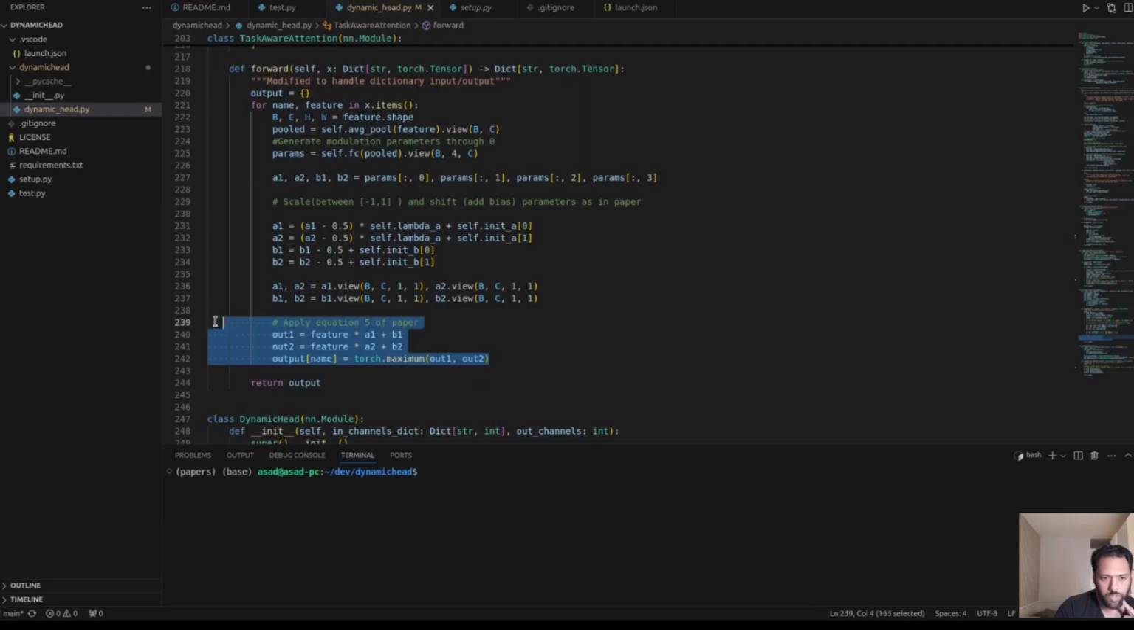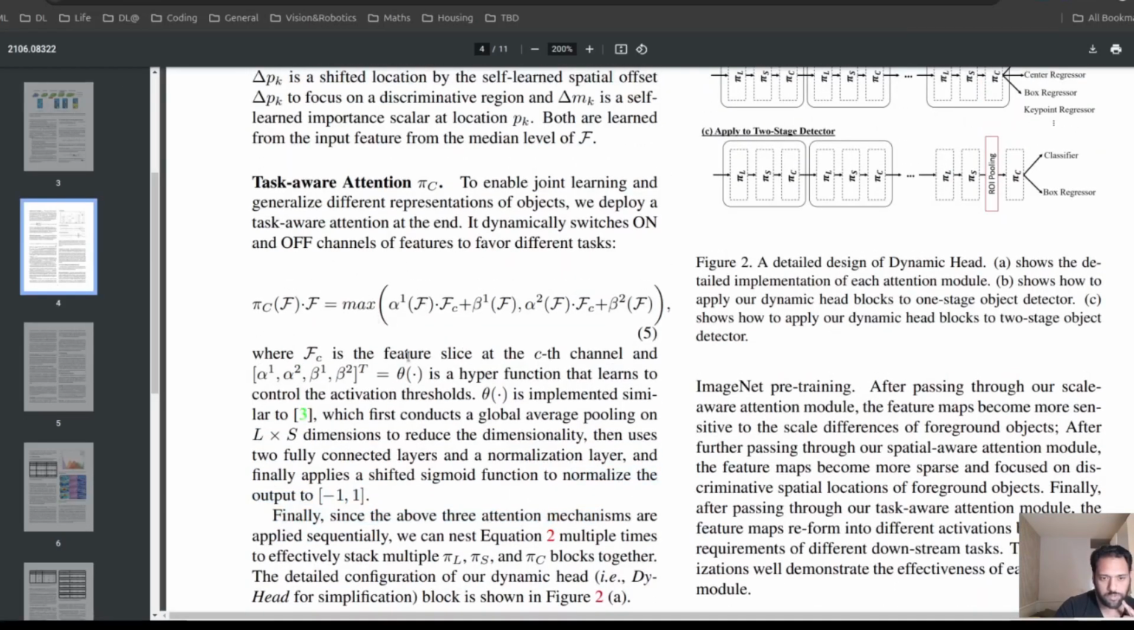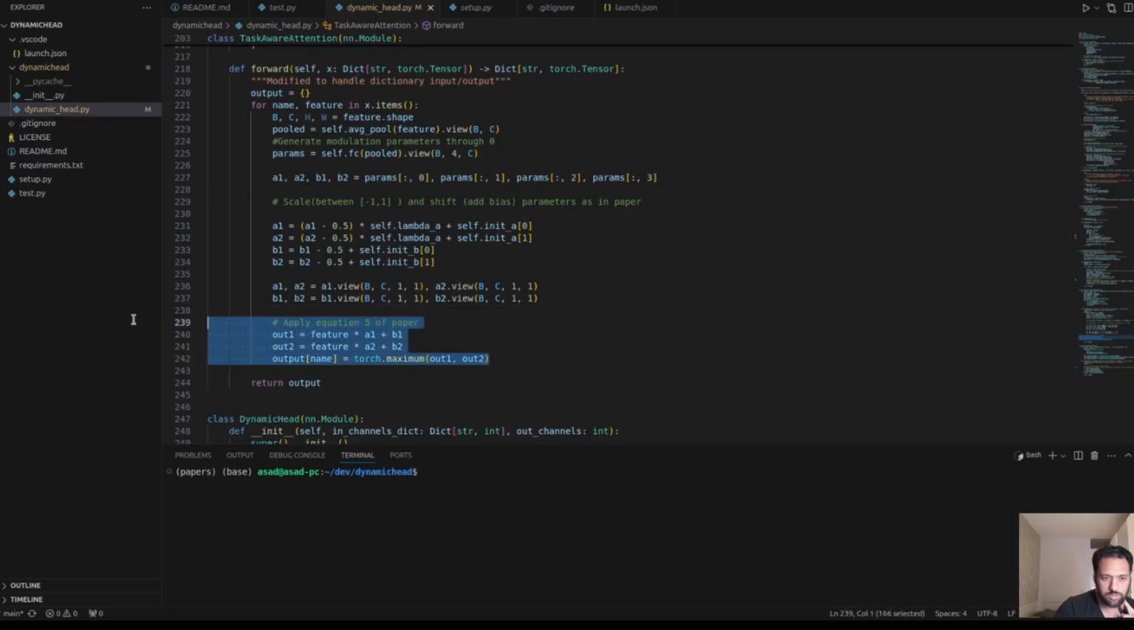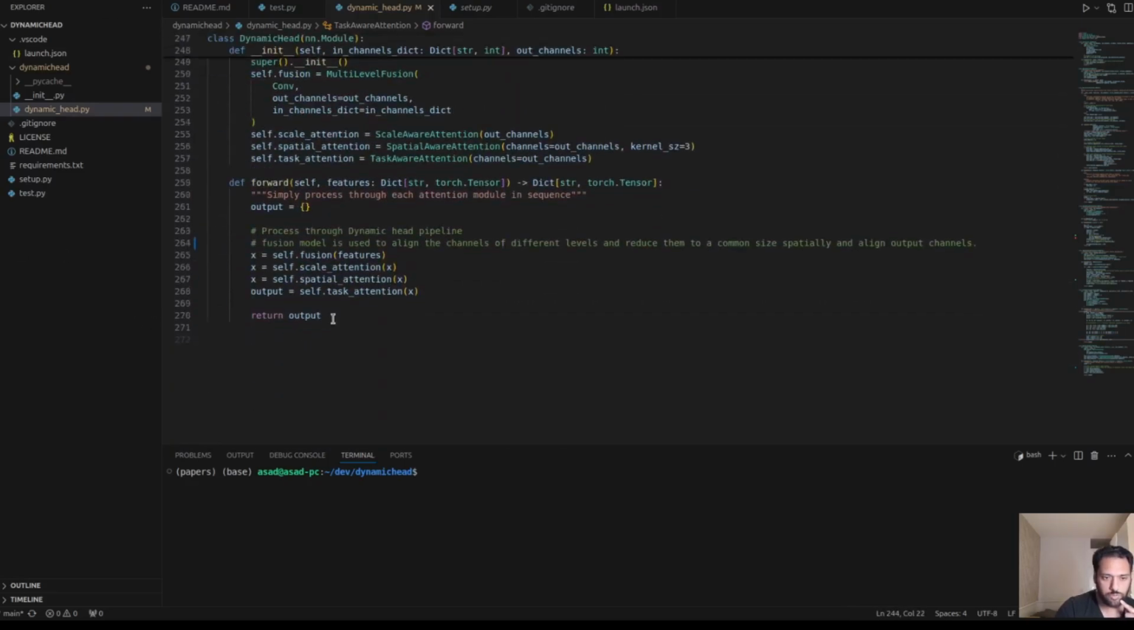And finally we apply equation 5 of the paper, right? So which is this. So we have alpha 1 which is calculated from feature multiplied by this input feature, and then plus beta 1, and alpha 2 calculated from this feature multiplied by fc, which is a slice of the feature across the channel dimension, plus beta 2. And this is exactly what we're doing, and then taking the max and returning output, right?